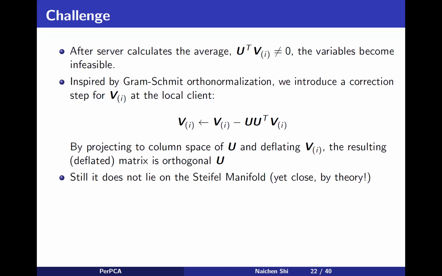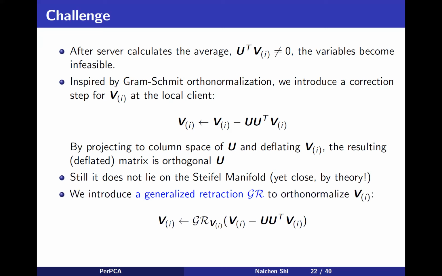This looks viable, except for a small problem: after the server calculates the average, the global PC is no longer orthogonal to the local PC. So the variables become infeasible. This becomes an issue because it no longer stays on the Stiefel manifold. So to solve this problem, we introduce another notion called generalized retraction, which will retract a general matrix into an orthonormal matrix.